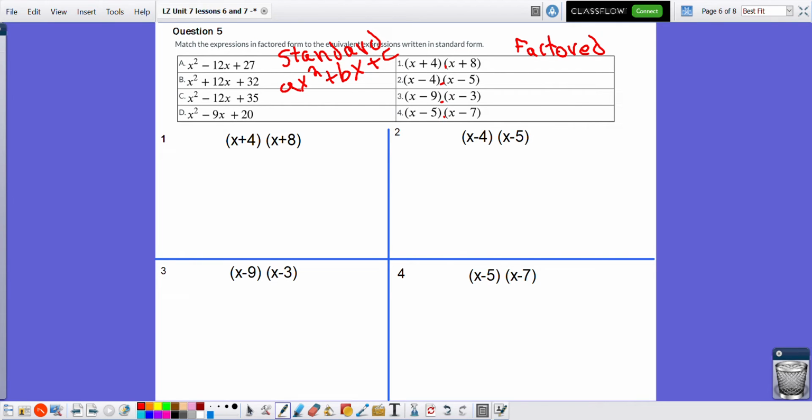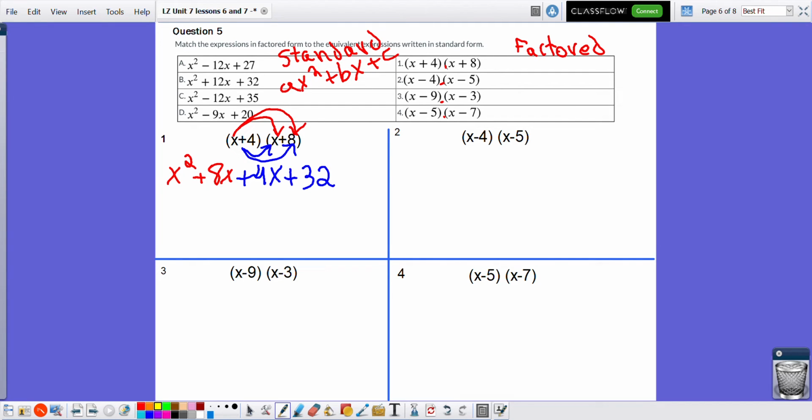Okay? So I will do examples 1 and 2, and I'll let you go ahead and work on numbers 3 and 4. So let's do this first one. We multiply x times x, and we multiply x times 8. X times x is x squared. X times positive 8 is positive 8x. So now we will multiply 4 times x and 4 times 8. 4 times x is 4x. They're both positive. 4 times 8 is positive 32.